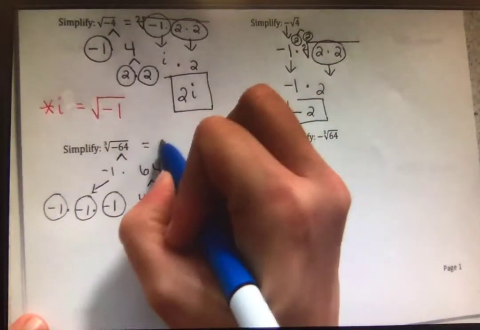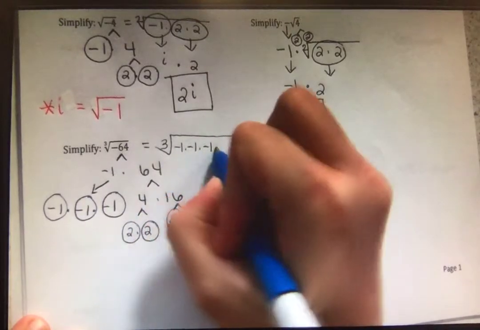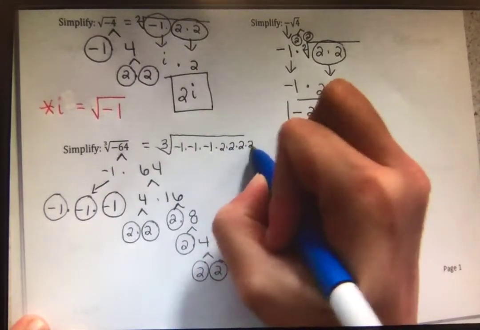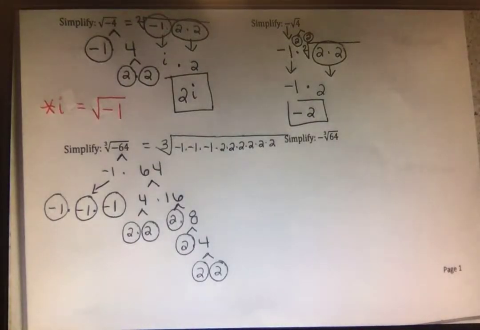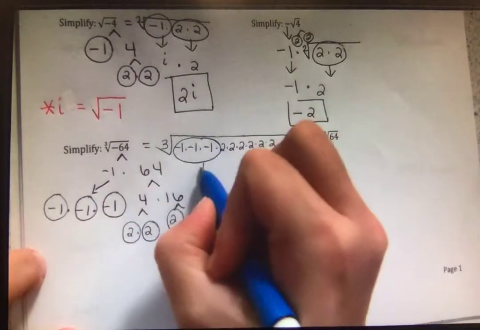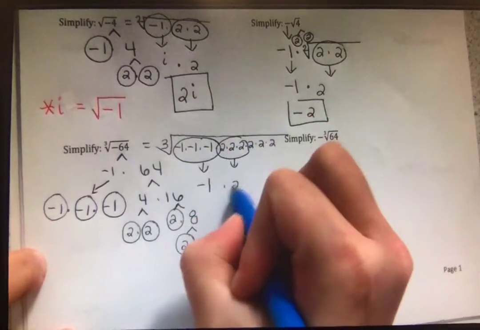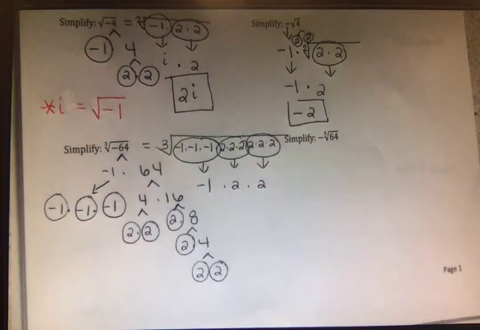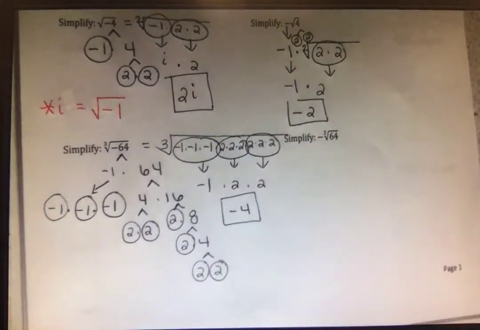So that means underneath the radical, underneath that cubed root, we have negative 1 times negative 1 times negative 1, and 2 times 2 times 2 times 2 times 2 times 2. Because we're looking for 3 of a kind, these 3 negative 1's are coming out of the radical. These 3 2's are coming out, and those 3 2's are coming out. Nothing's left underneath the radical, so the radical's going to go away. We're left with negative 1 times 2 times 2, which will give us that negative 4 we're looking for.